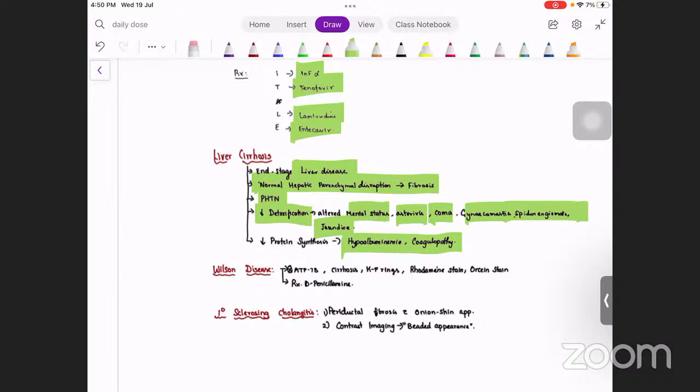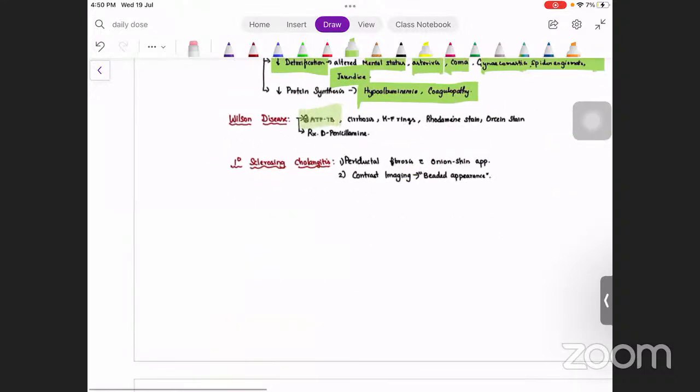Then you have Wilson disease, accumulation of copper, ATP7B gene defect. Very classical one. Treatment is D-penicillamine. Rhodanine stain or arsenine stain, and KF rings will be there. D-penicillamine is the drug of choice. And apart from that, you may see the sunflower cataract.